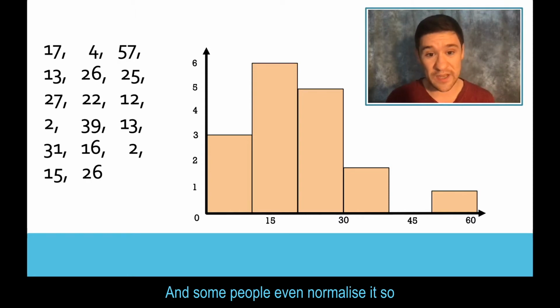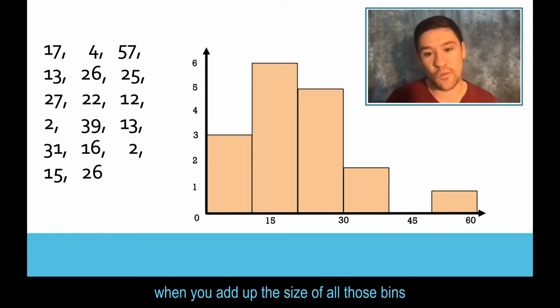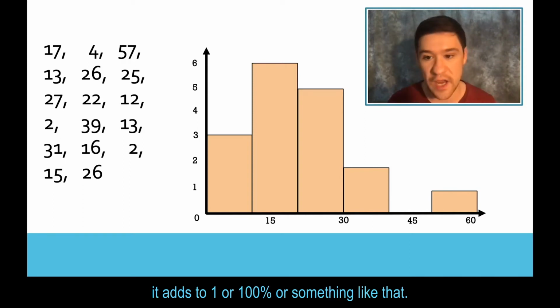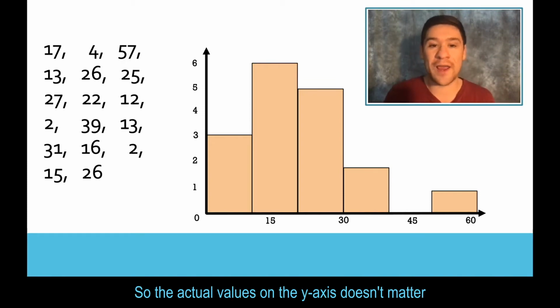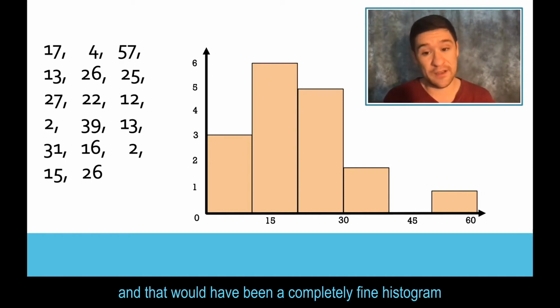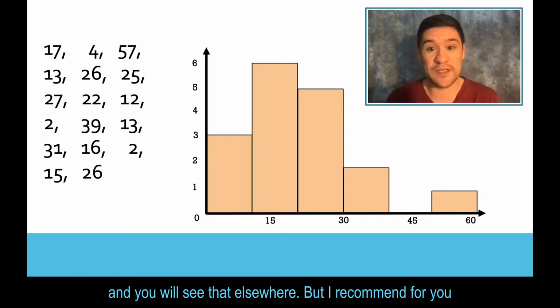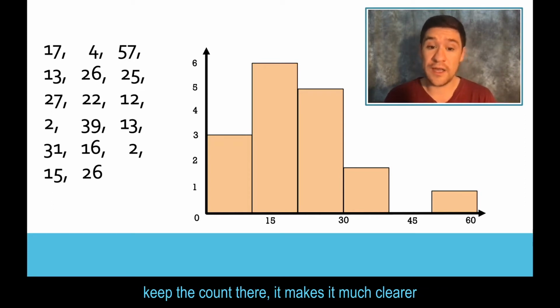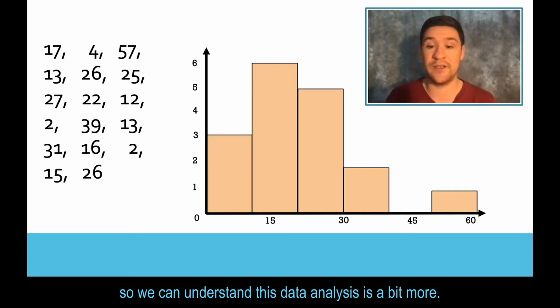And some people even normalize it so that when you add up the size of all those bins, it adds to 1 or 100% or something like that. So the actual values on the y-axis don't matter. We could have left that blank and that would have been a completely fine histogram, and you will see that elsewhere. But I recommend for you, keep the count there. It makes it much clearer so we can understand this data analysis a bit more.